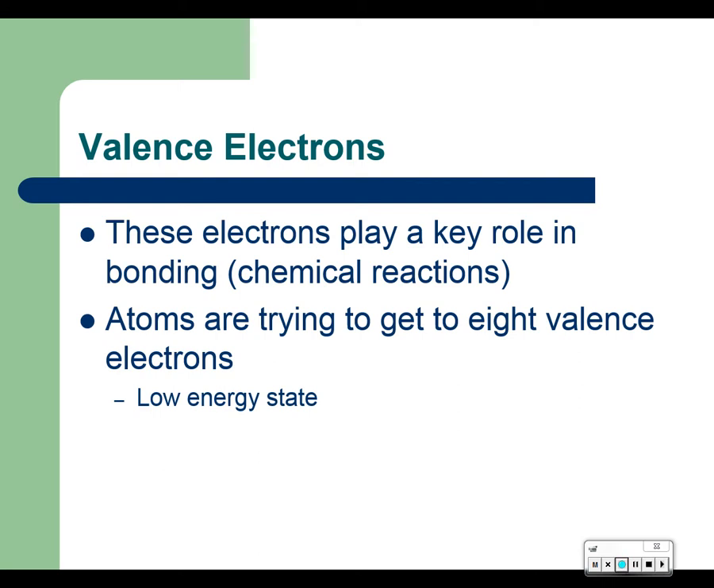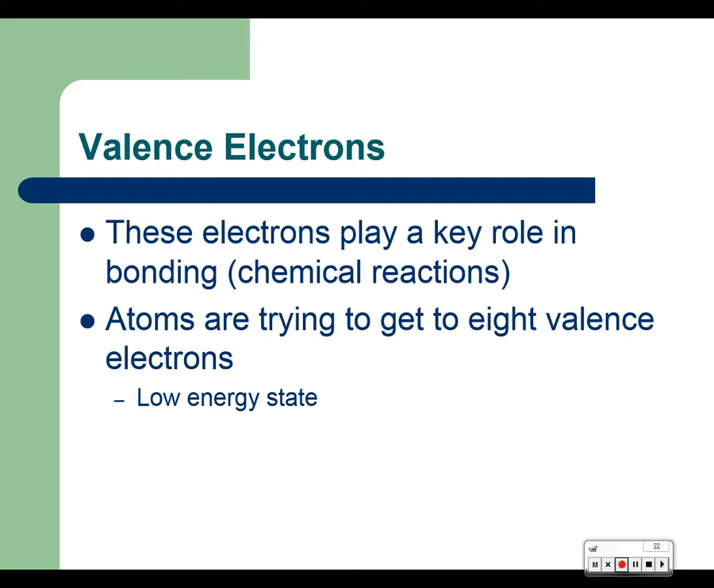If I let go of the ball, it falls to the ground. Why? No, not because of gravity. Gravity is how it happens. Why does it happen? It loses, more importantly, the potential energy, right? Low energy states. 8 valence electrons is a low energy state. Okay?